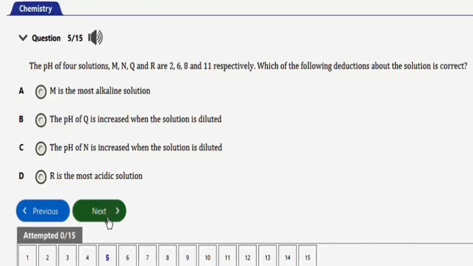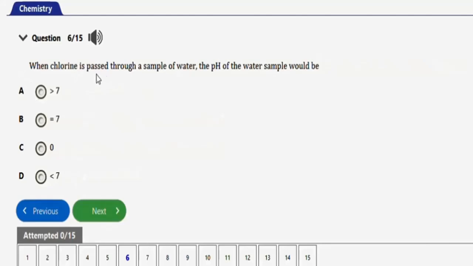The next question says, when chlorine is passed through a sample of water, the pH of the water sample would be less than 7, because when chlorine reacts with water, you're going to have hydrochloric acid as one of the outputs. Hydrochloric acid is acidic, which is less than 7. So the pH of an acid is less than 7. The right option is option D.